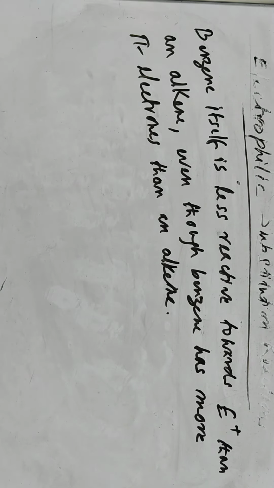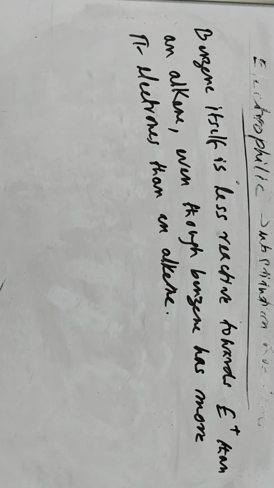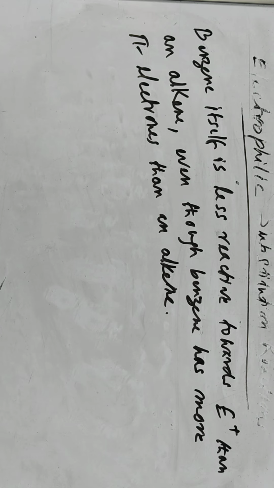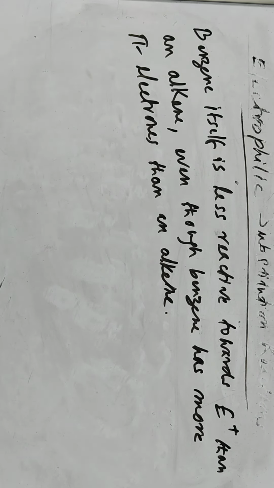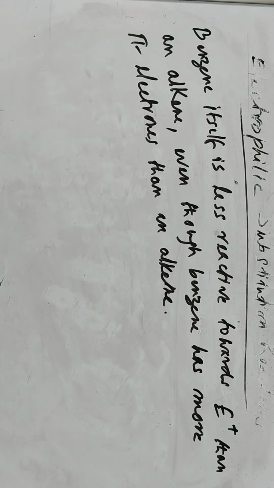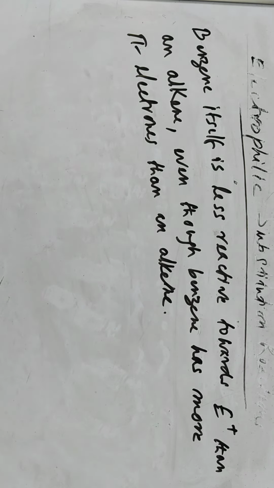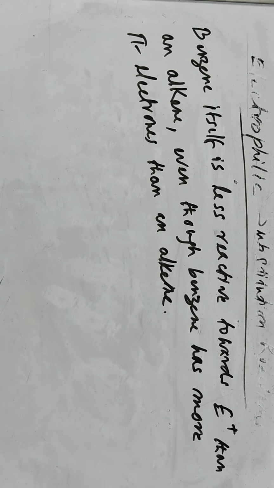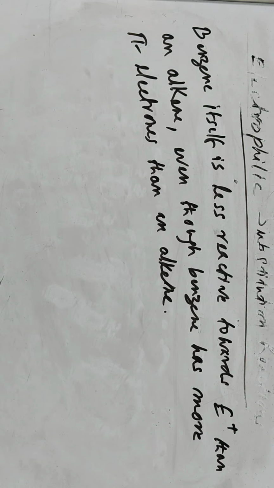However, in the case of alkenes, the 2 pi electrons are localized between 2 carbon atoms only, making them more nucleophilic and thus more reactive towards an electrophile than the delocalized electrons in benzene. I am repeating again, the 2 pi electrons in alkene are localized between 2 carbon atoms of the alkene, making them more nucleophilic and thus more reactive towards an electrophile.